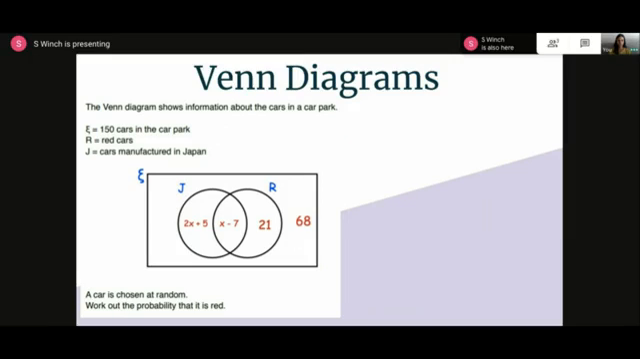So we've got 2 Venn diagrams. The information is that there's 150 cars parked in the car park. And there's R for red and J for cars manufactured in Japan. So I'm going to share my screen, and we want to see if we can work out exactly the value of X and also the value of each circle.